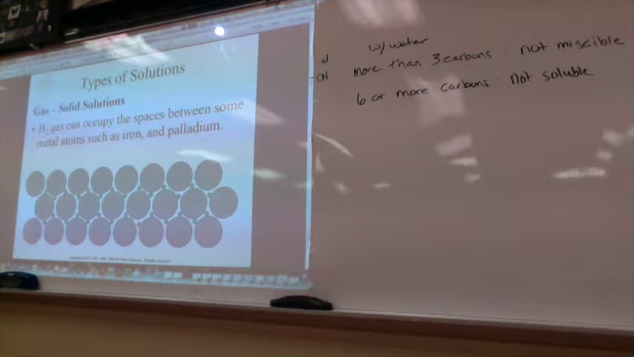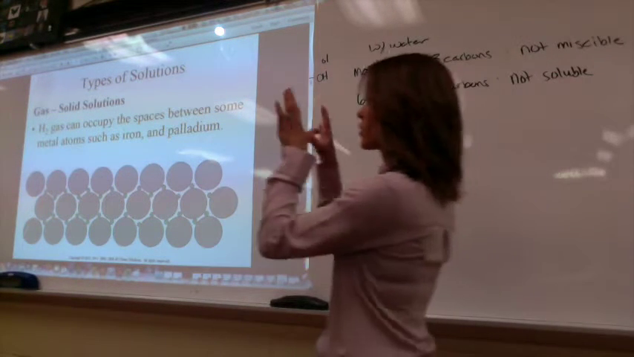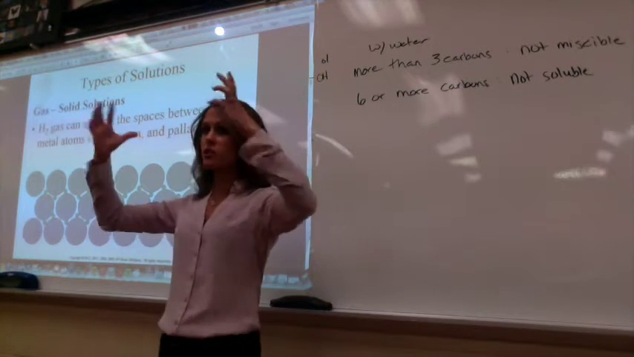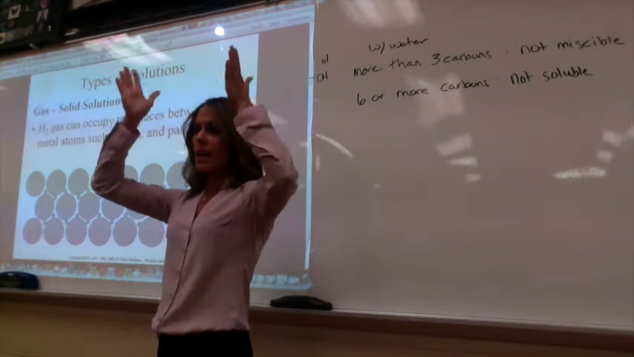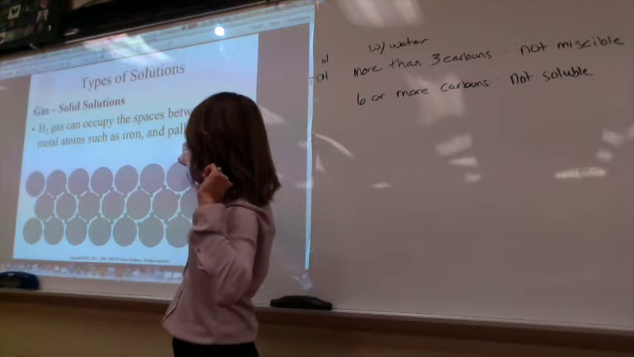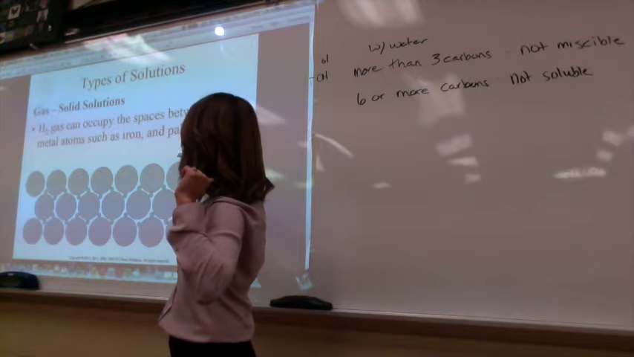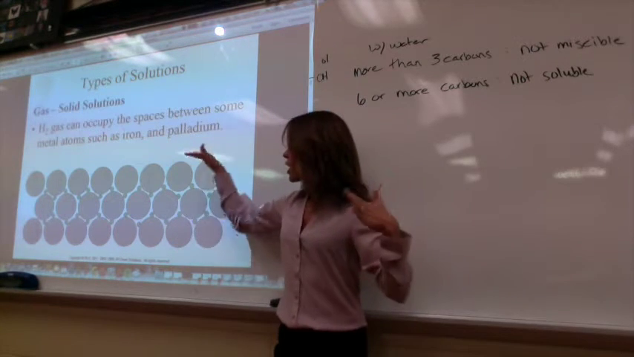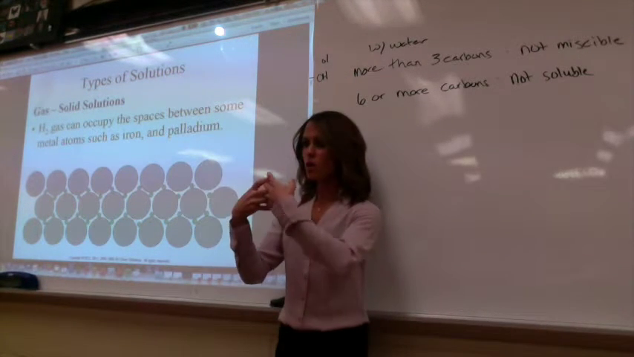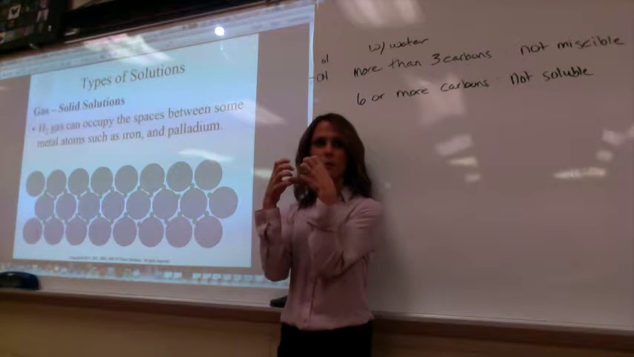Gas-solid solutions. You probably didn't know this happens. You can literally use a solid as a filter to get gases to separate. So if I take a mixture of gases, like hydrogen and nitrogen and carbon dioxide, I take an air sample, I can push it through different metals. The examples here are iron and palladium. The point is that there's a small, what's called an interstitial space in between the atoms.